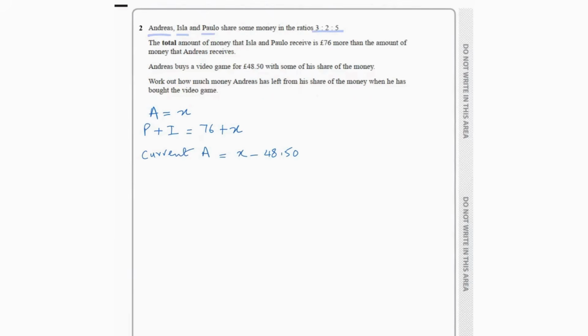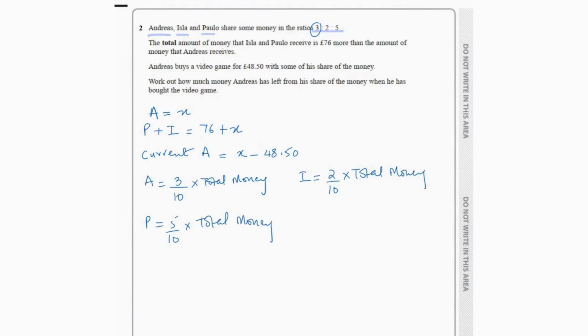Now we're going to use the ratio to create further equations. So Andreas is 3 out of 10 of total money. You always use your ratio to create a fraction. Andreas is 3 over here, so the numerator is going to be 3. The denominator is going to be the sum of all of the values in the ratio. 3 plus 2 plus 5 is 10. So that's why we have 10 in the denominator. Similarly, Isla is going to be 2/10 of total money, and Paolo is going to be 5/10 of the total money.